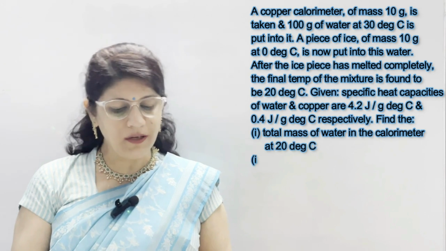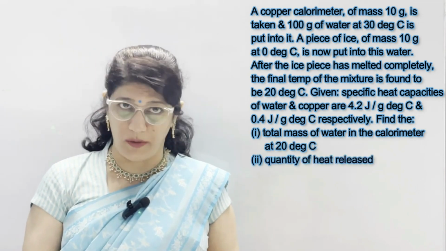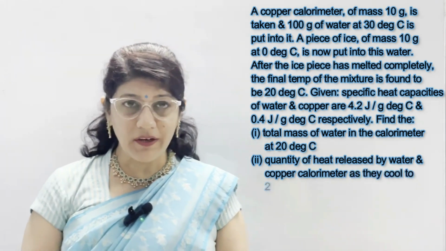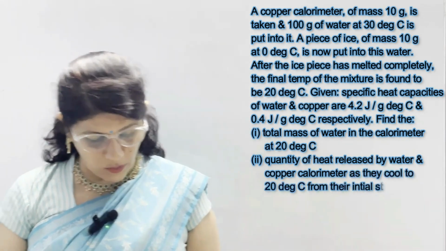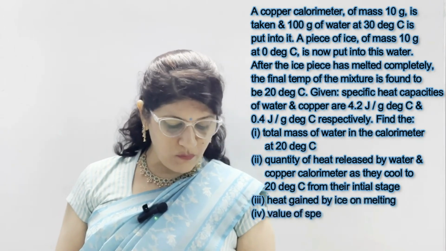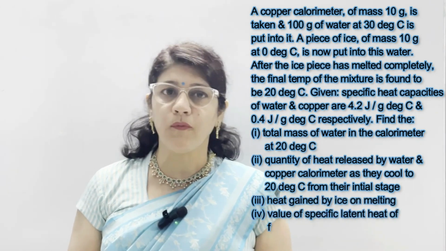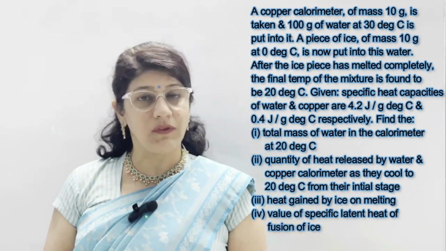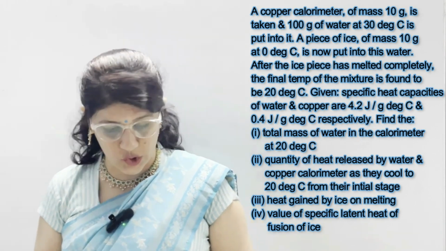Find, in first part, the total mass of water in the calorimeter at 20 degrees Celsius. Second, the quantity of heat released by water and calorimeter. Third, heat gained by ice on melting. And fourth, the value of specific latent heat of fusion of ice. In 4 parts, we will get 4 marks if this type of numerical comes in examination.